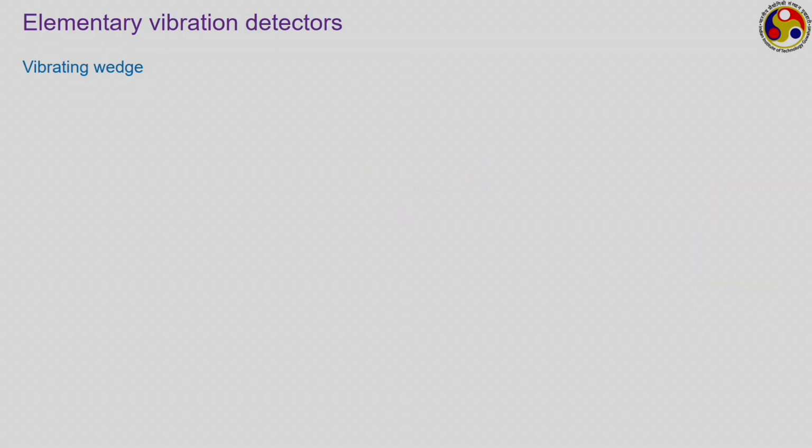Now, for elementary vibration detectors, we can talk about two different kinds of instruments or techniques, I should say, which can give you very elemental identification of whether there is vibration present in a system or not. But before I mention any technique, the most common and most efficient vibration sensor that we have is nothing but our skin, our sense of touch.